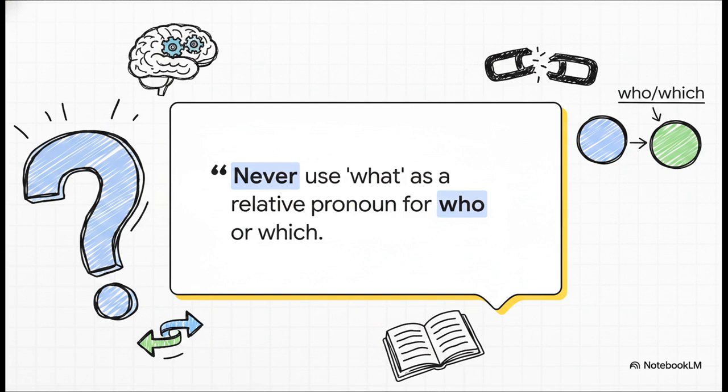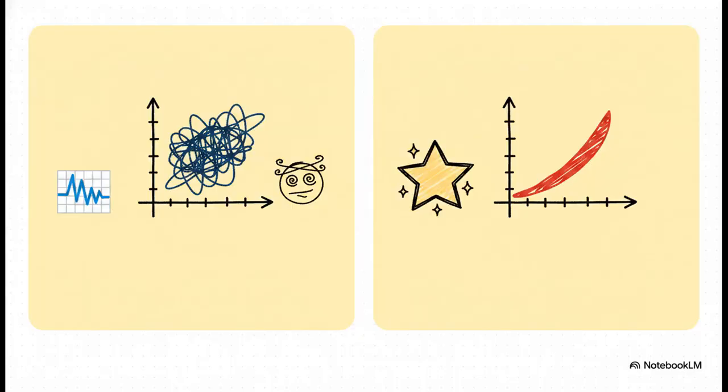In English, what is a question word. Or it's used in noun clauses. It is literally never used to link back to a noun. Just don't do it. Now, let's talk about how we quantify change.